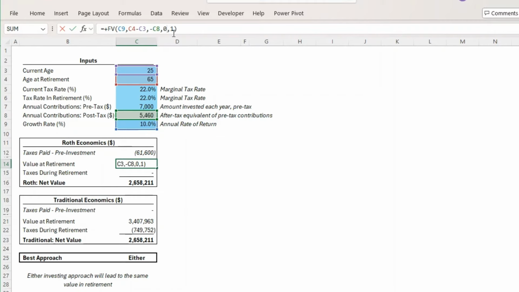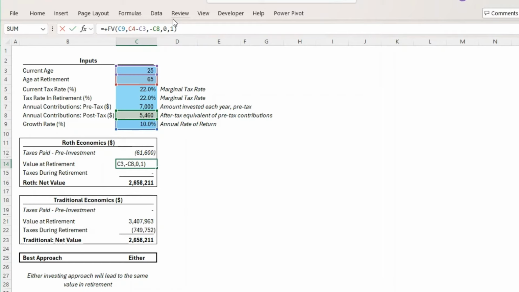Present value is 0. We're going to assume we're not starting with anything. And then this last cell is the type. We're using a 1. That just means we're going to start the investment at the start of the year. All that means is we're going to make the investment at the start of age 25 versus at the end of age 25.